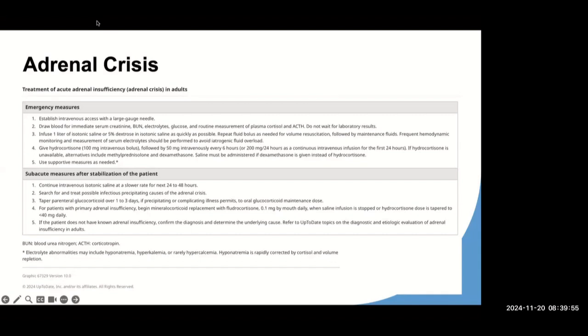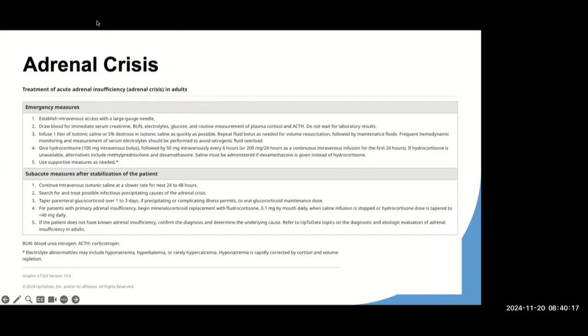Draw blood as soon as you establish this IV access. Try to draw blood to send lab studies. But it is very important that you don't wait for these results to continue these emergency measures. Usually, you would ask for electrolytes, glucose, plasma cortisol, and ACTH, as well as blood urea nitrogen.